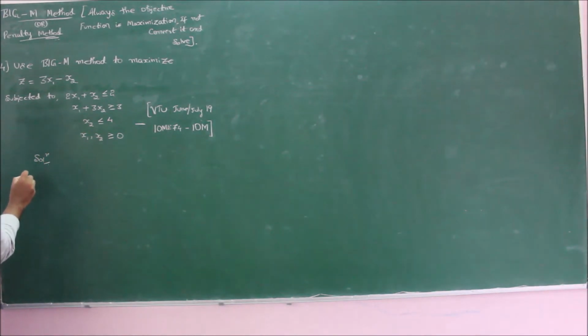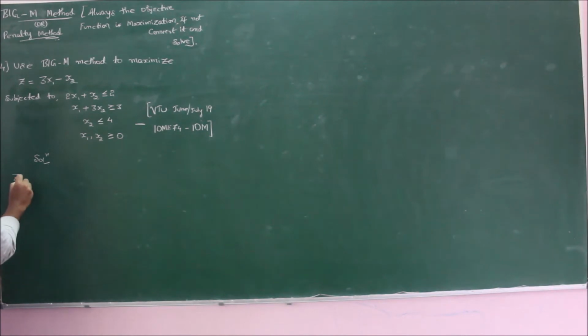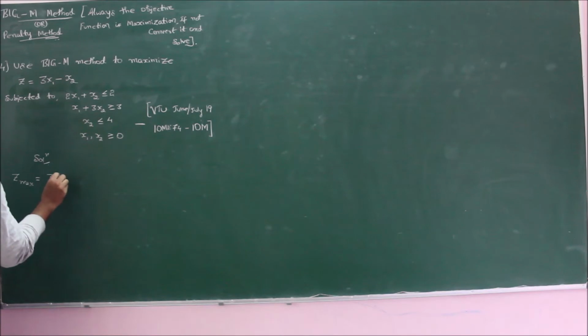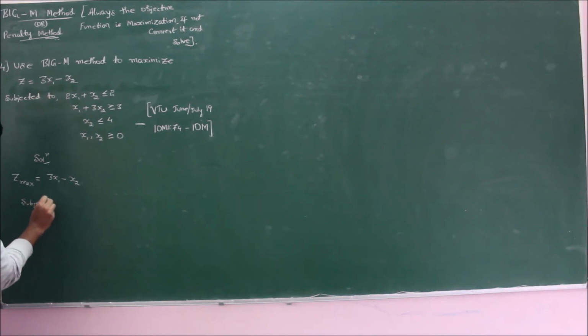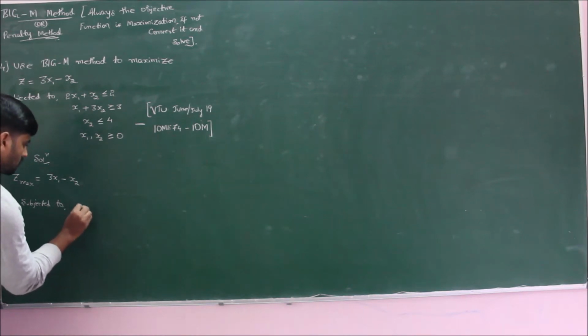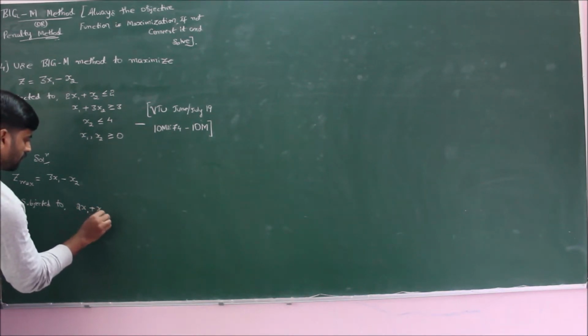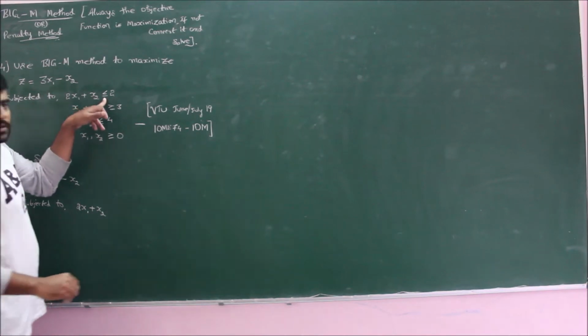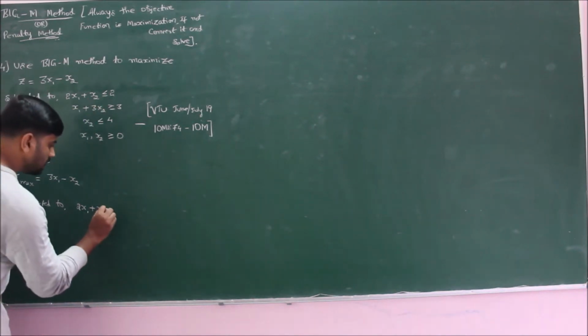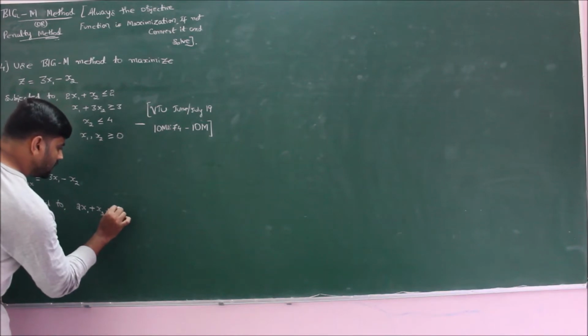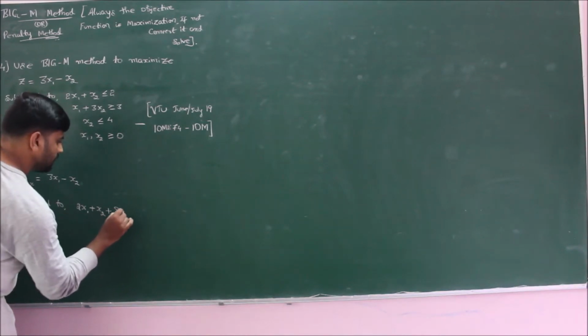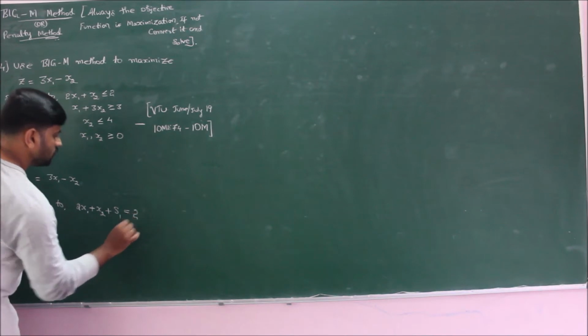So moving on to the solution, we have Z max equal to 3x1 minus x2, subject to the constraint 2x1 plus x2 less than or equal to 2. Since it is less than or equal to, I should add a variable. Since I am adding, it is a slack variable, therefore it is plus s1 equal to 2.